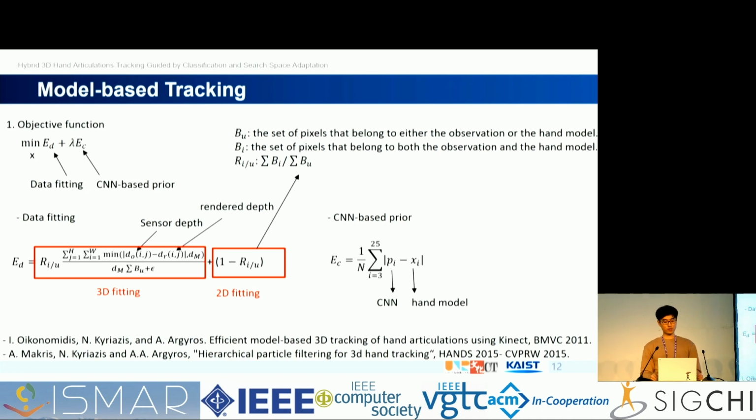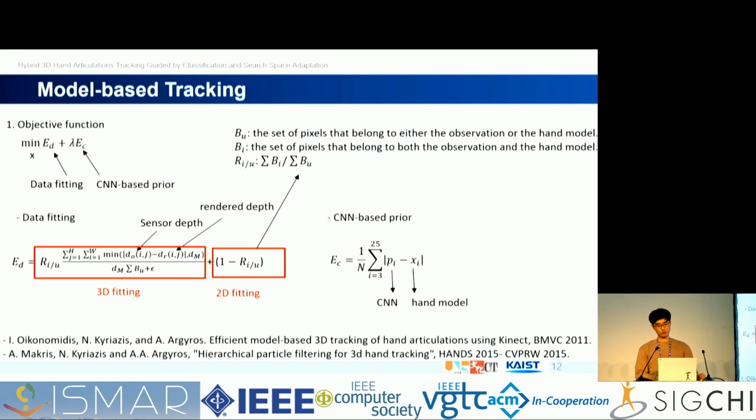In the model-based tracking, the goal is to find the hand pose parameters to minimize the objective function. The objective function consists of a data fitting term and a CNN-based prior term. The data term is defined by the pixel-wise calculation, so the correspondence is defined in the same pixel. It calculates the depth difference between sensor depth, DO, and the render depth, DR, and the fitting ratio 1-R between sensor and the rendered model.